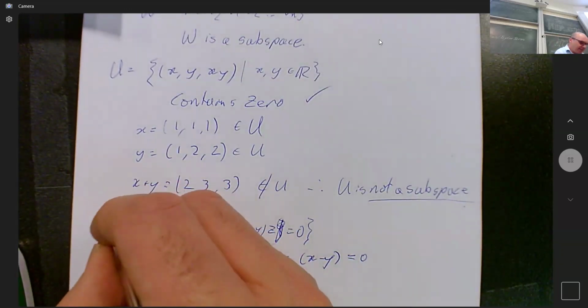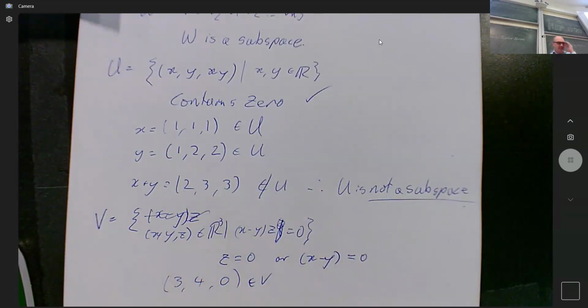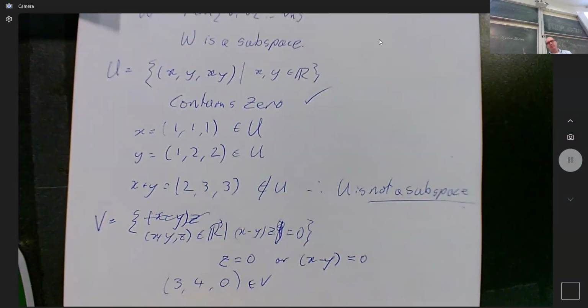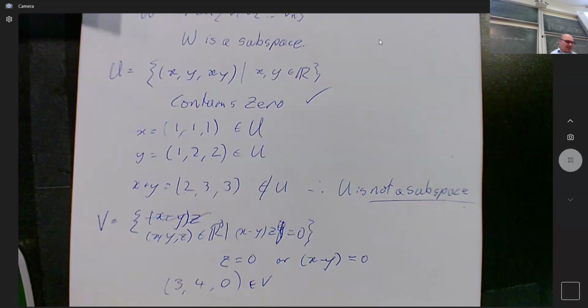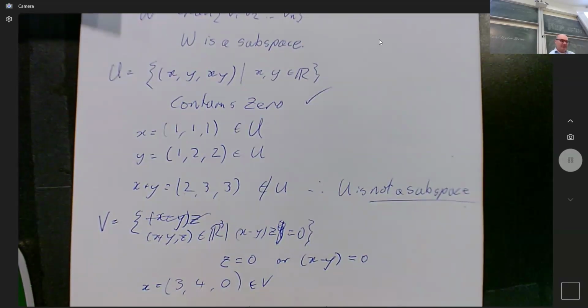Let's call this set V. And so that is in V, definitely, because 3 minus 4 is minus 1, times 0 is in the set. If I multiply that by k, so this we're going to call x, kx is going to be equal to 3k, 4k, 0. Still in my set, because this is going to be 3k minus 4k times 0, which is equal to 0. So it's in the set.